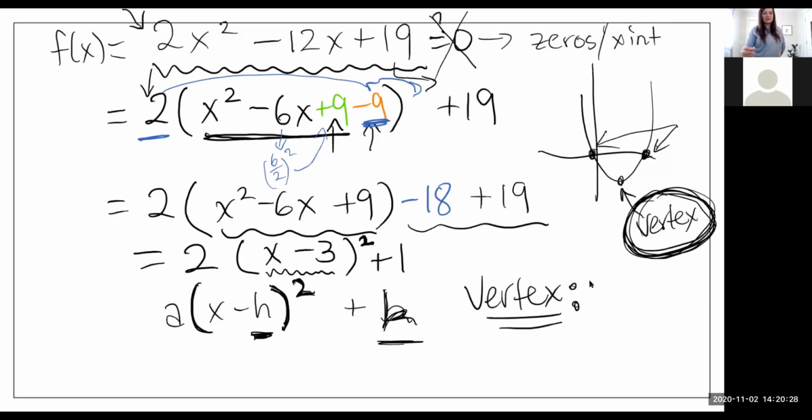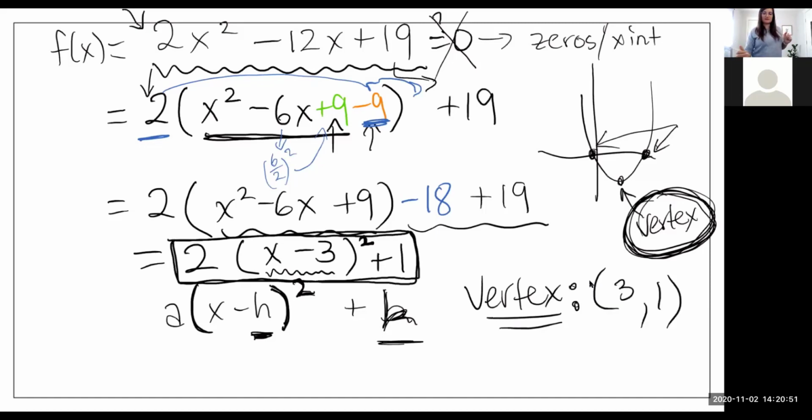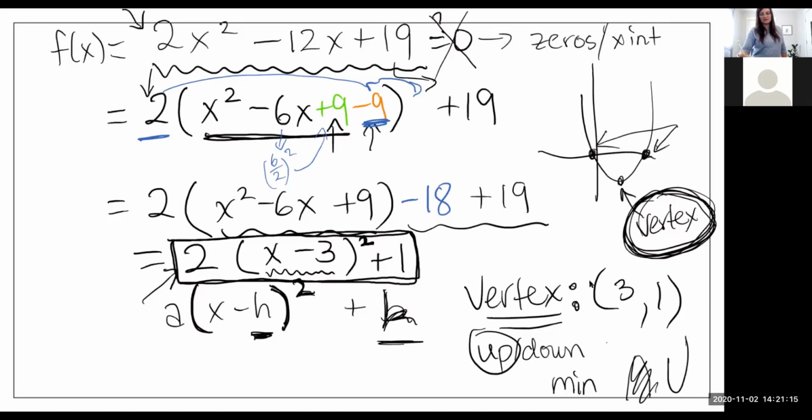So the vertex based on this is, okay, 3, 1, nice. So it's shifted right 3, up 1, and it's also a doubled shape, which is narrower. Is it facing up or down? You look at the outside number, has it been flipped or not? It's facing up. And so therefore it has a minimum because, sorry, if it's facing up, it's smiling, it has a minimum as well. So the minimum would be a 1 for an x value of 3.